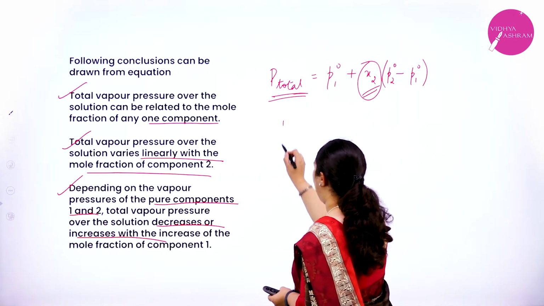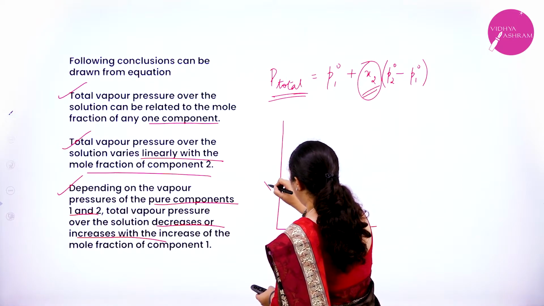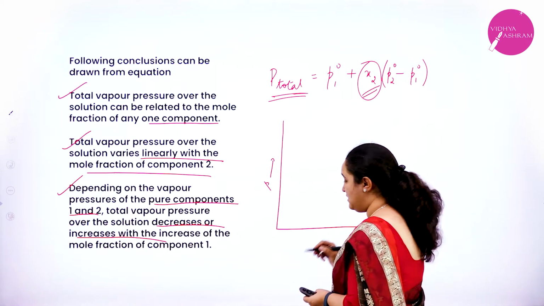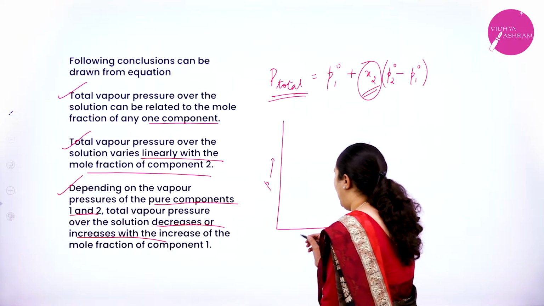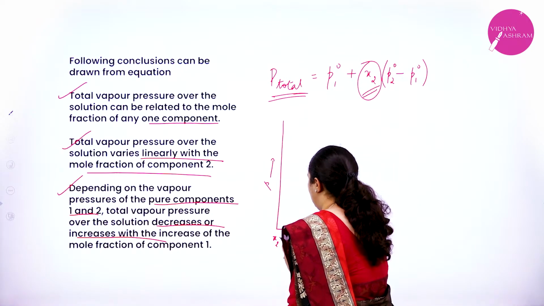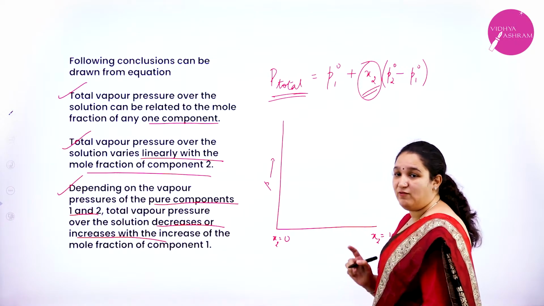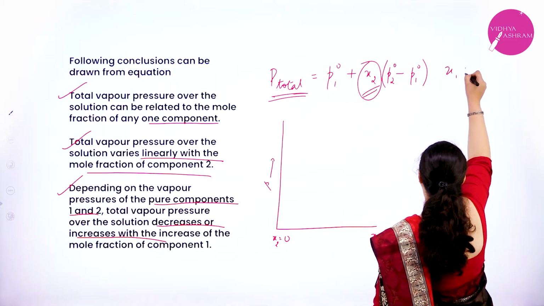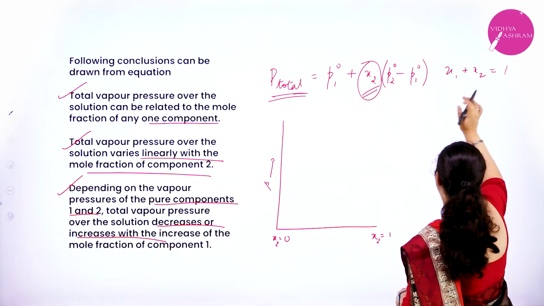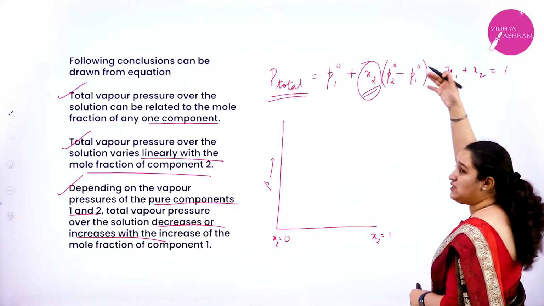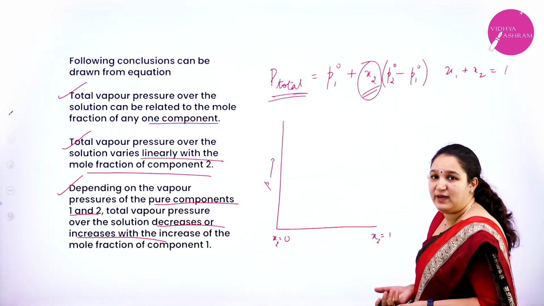It is like this. If we take the partial pressure on the y-axis, and the mole fraction on the x-axis, for example x2, x2 is equal to 0 here. Maximum x2 can be 1. Why? Because remember, x1 plus x2 is equal to 1. So when x2 is equal to 1, x1 is 0. That means the partial pressure is only of the pure component. There is no other component at all.